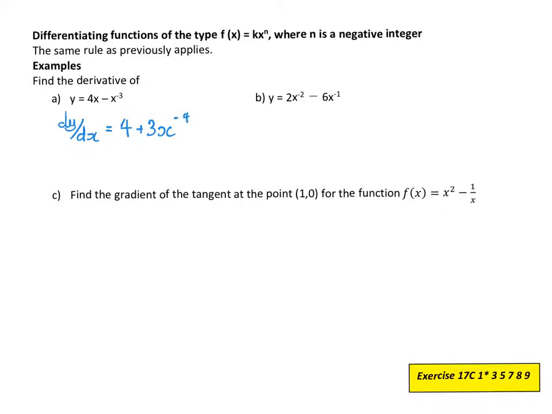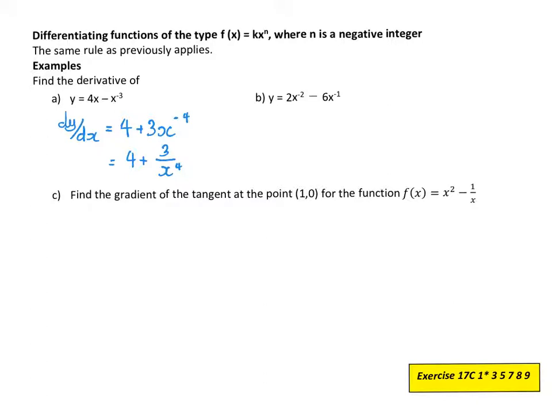I could write that with a positive power. It doesn't ask me to. So an alternate way would be 4 plus 3 over x to the power of 4, by bringing the negative power down the bottom, it becomes positive. Okay, look at the next one.